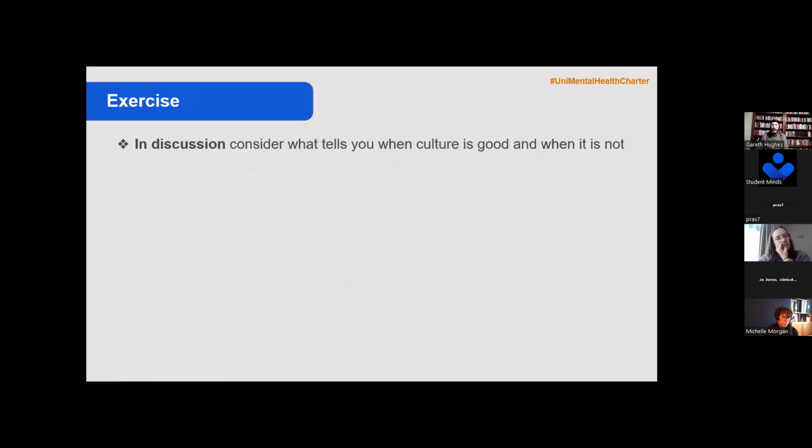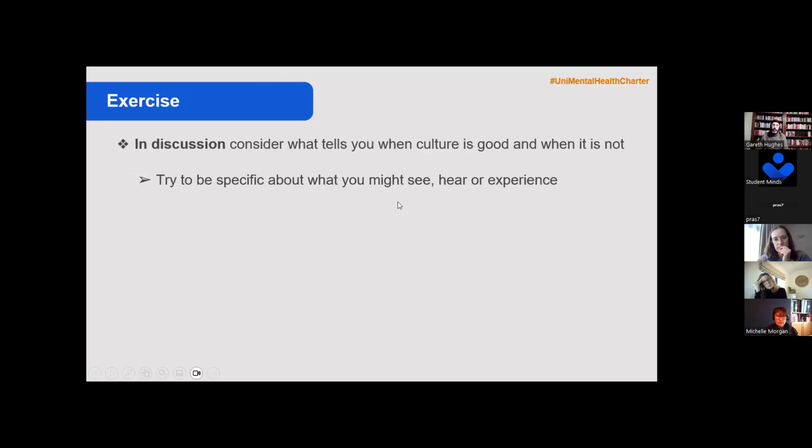So our exercise. Can I ask you in groups to think about what tells you when culture is good and when it is not? If you've done an assessment, draw on that experience, please. If you haven't done one yet, think about culture where you work, or if you've been into another institution in another role at some point, what would tell you when the culture was good and when it was not? And try to be specific about what we're actually seeing, hearing, or experiencing. What is it we are picking up on? What is it that we might want to be able to report on specifically?